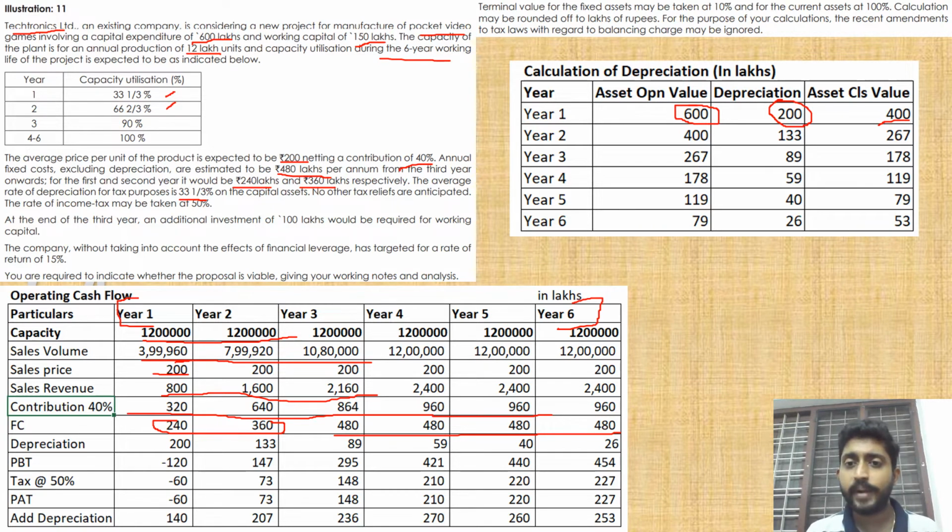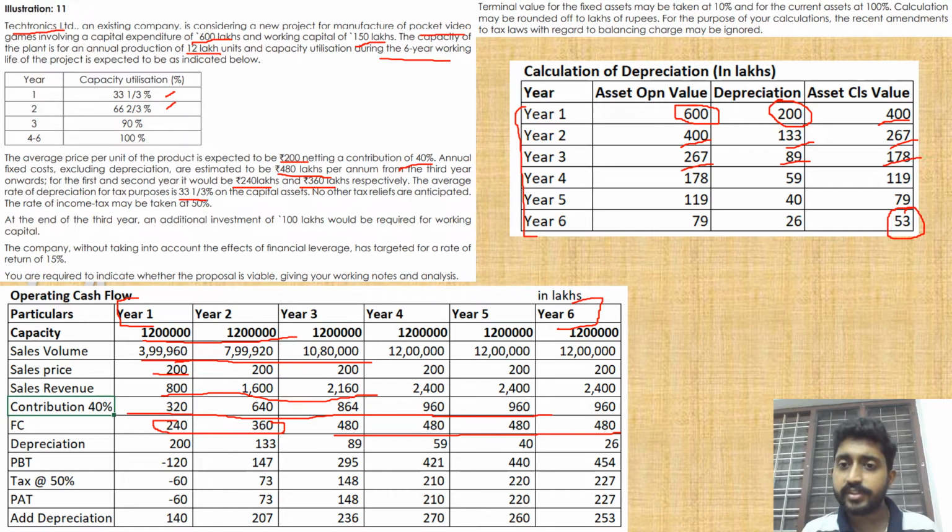For the second year, the opening value becomes 400. Apply 33.33 percentage, so depreciation is reduced and the closing value of the asset is found. That becomes the opening value of the asset for year 3. In the same way, reduce the depreciation for the third year, which is 33.33 percentage on 267, and you can find the closing value of the asset. The same way, I am calculating for all the 6 years. The life of the investment is 6 years. So I am calculating, and the closing book value at the end of 6 years will be 53 lakhs.